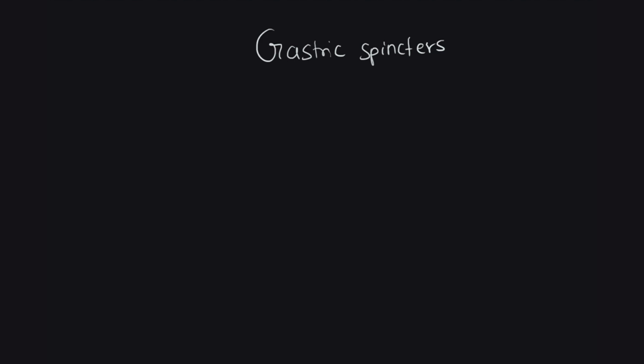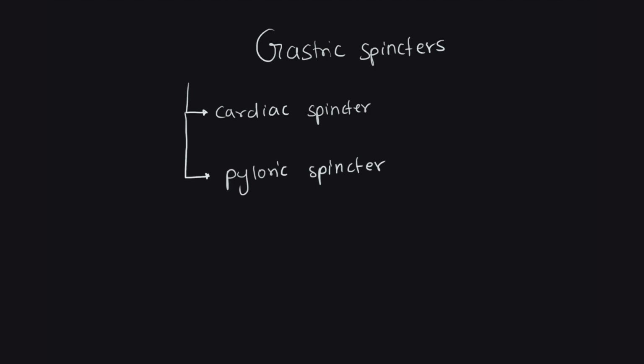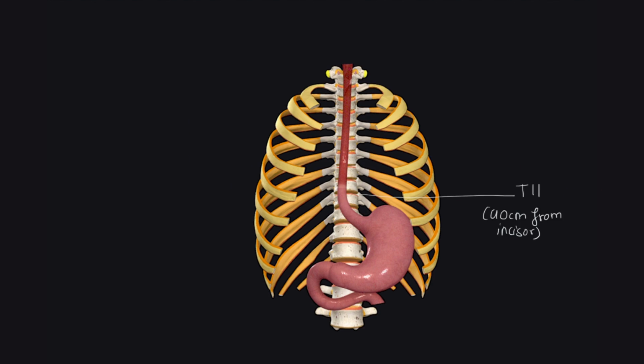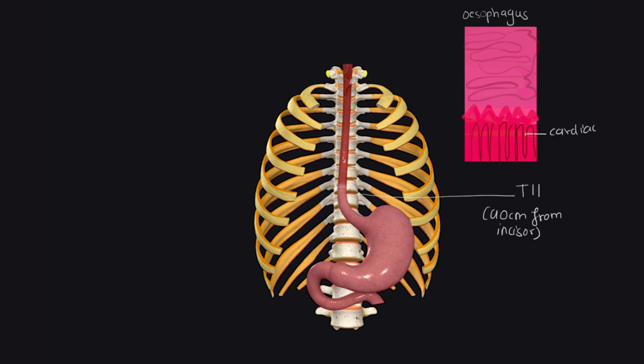Let us take a look at the gastric sphincters. Now we're going to be learning about two sphincters, the cardiac sphincter and the pyloric sphincter. The cardiac sphincter is found at approximately the 11th thoracic vertebra and is approximately 40 centimeters away from the incisor teeth. If you notice, there is a significant difference between the mucosa where the esophagus ends and the sphincter starts. You can see the difference because esophageal mucosa is much more pink and the cardiac mucosa is much more reddish in color.